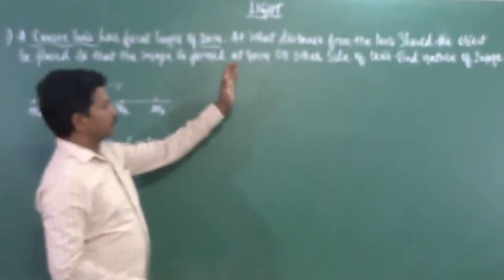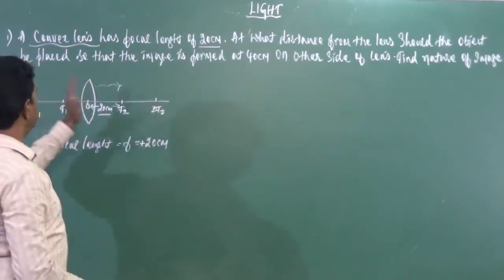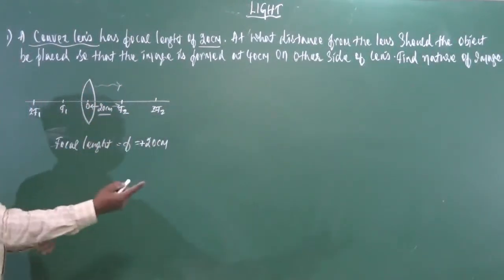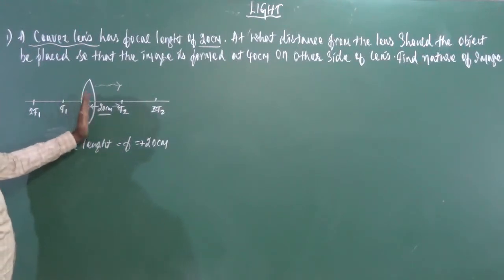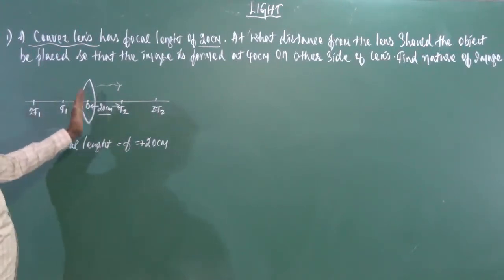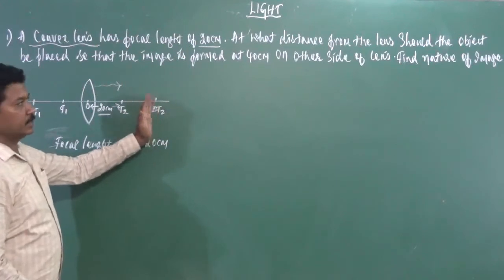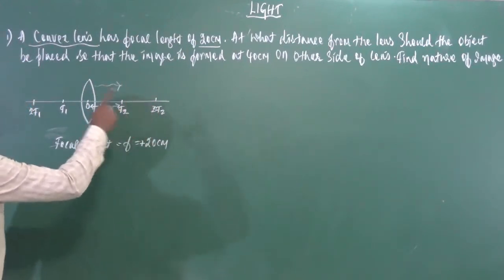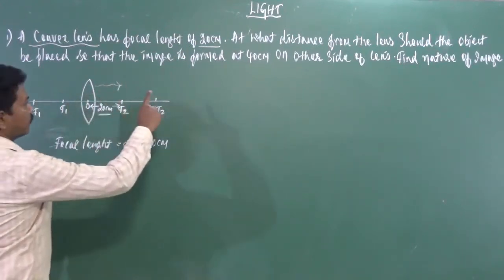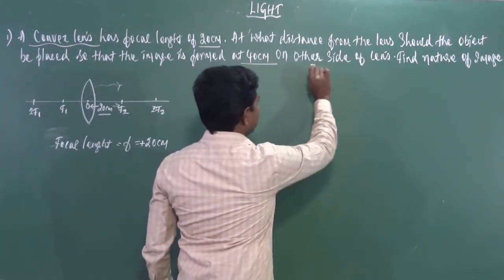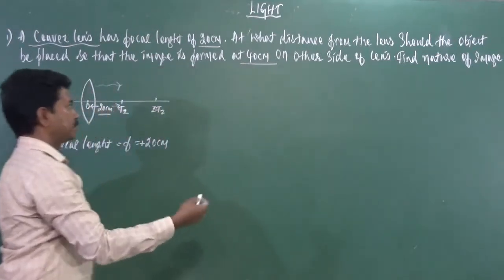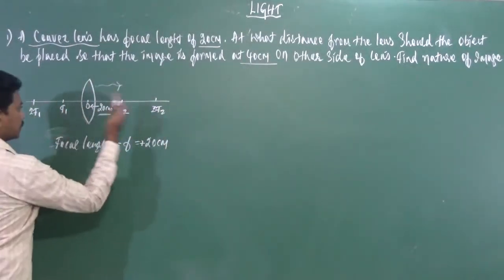At what distance from the lens should the object be placed? So we do not know where to place the object. We know that the object is placed on the left side of the lens, and the image is formed on the right side of the lens. So where should the object be placed so that the image is formed at 40 centimeters on the other side of the lens? That is, the image is formed at 40 centimeters on the other side of the lens.